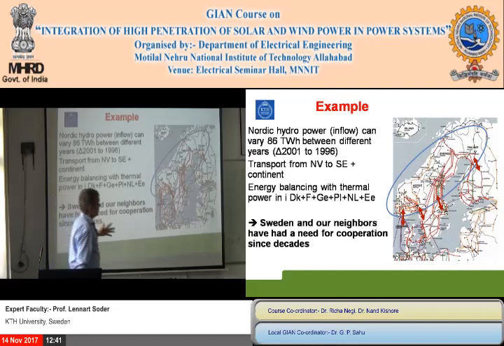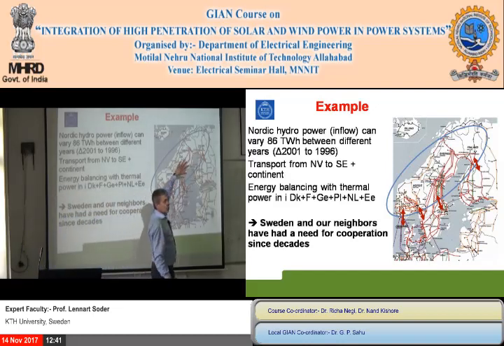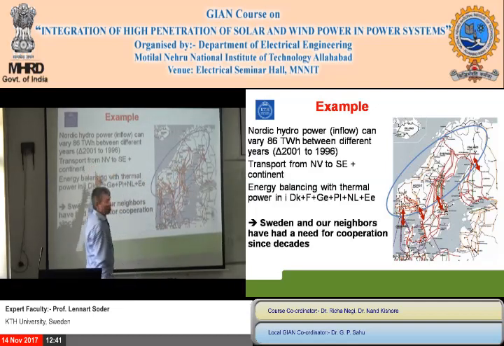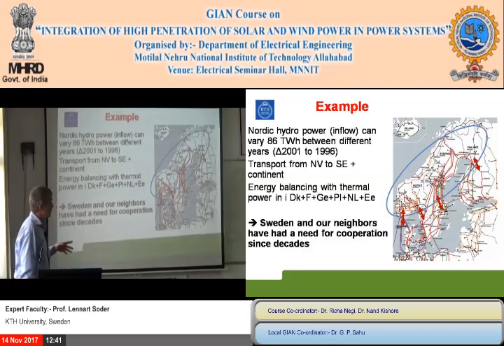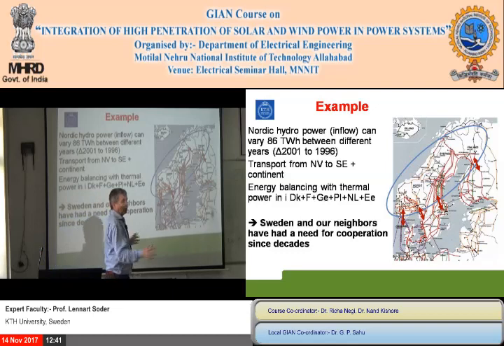The issue, on the other hand, is that the inflow is changing a lot. We have 45 gigawatts of hydro in the Nordic system. The inflow can vary by 86 terawatt hours between a so-called wet year and a dry year. And this means that, of course, it has always been like this, and it will always be like this.